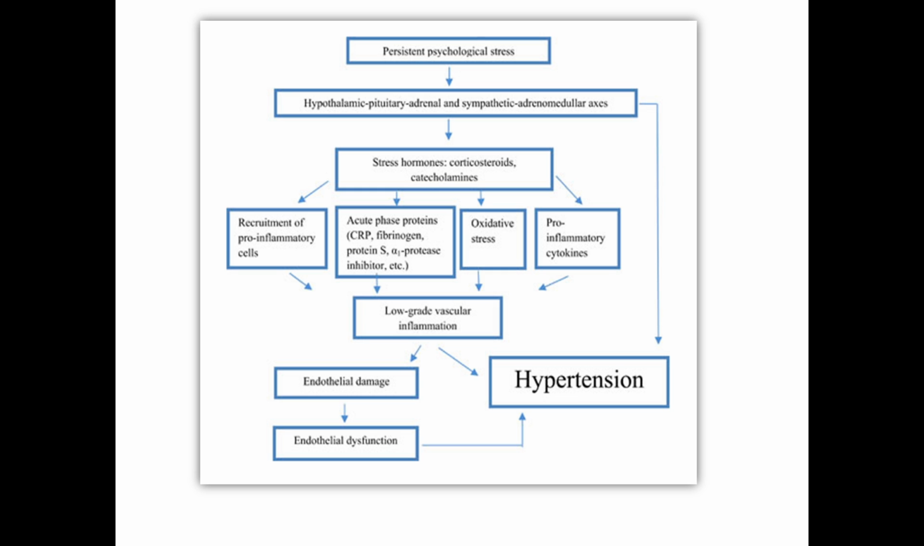Primary hypertension is mostly connected with many risk factors like obesity, hyperlipidemias, sedentary lifestyle, maybe hereditary predisposition, and also psycho-emotional stresses. The pathogenesis of primary hypertension is closely connected with persistent psychological stresses which activate the hypothalamus, pituitary, adrenal and sympathetic adrenomedullary axis, and as a result we have recruitment of pro-inflammatory cells which cause low-grade vascular inflammation, which causes activation of oxidative stress and pro-inflammatory cytokines, and as a result we have endothelial dysfunction and hypertension.